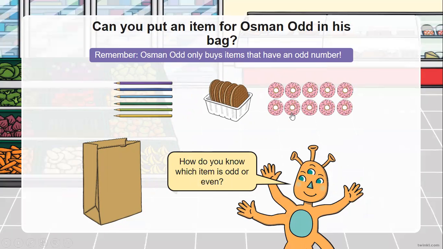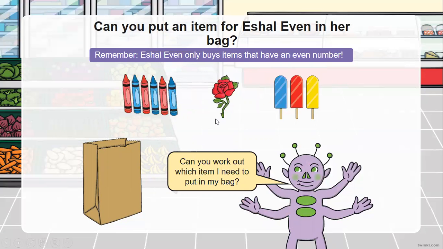Osman Odd only buys items that have an odd number. Let's count how many color pencils here. So 1, 2, 3, 4, 5, 6, and we have 5 waffles, and we have 10 donuts. So of course he bought 5 waffles because 5 is an odd number. Aishal Even only buys items that have an even number. So we have here 6 crayons, 1 rose, and 3 ice cream. So of course he bought the 6 crayons.